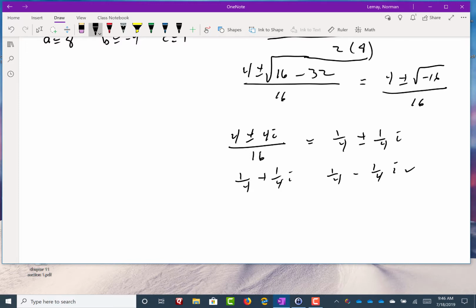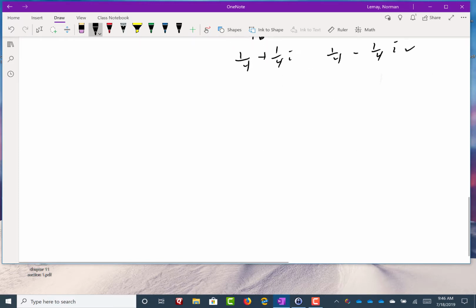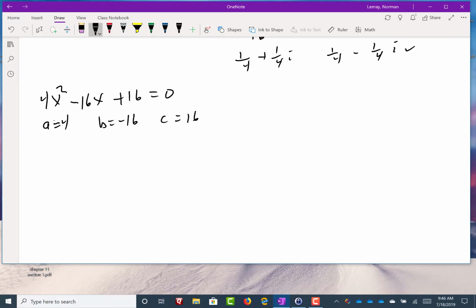Okay, so now I'd like to take a look at one more using the quadratic formula. So I'd like to take a look at 4x squared minus 16x plus 16 equals 0. So notice a is 4, b is negative 16, and c in this case is 16.